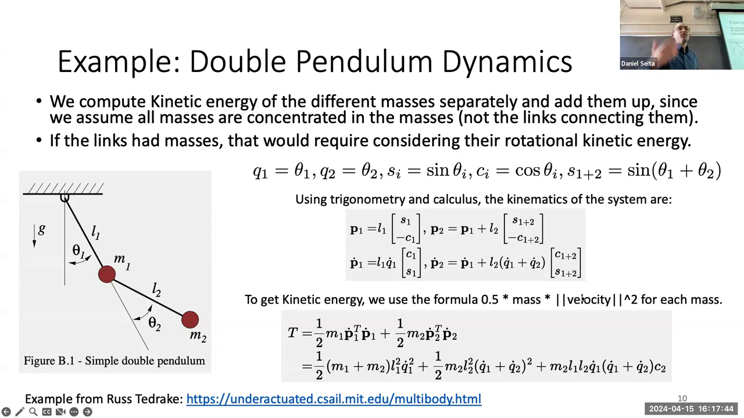The way to get velocity is the time derivative of the position. P1 and P2 are the positions of M1 and M2. So you just apply the derivative with respect to T for all the components in the vector, and then you get your P1 dot and P2 dot. And this is basically all you need for your kinetic energy computation.